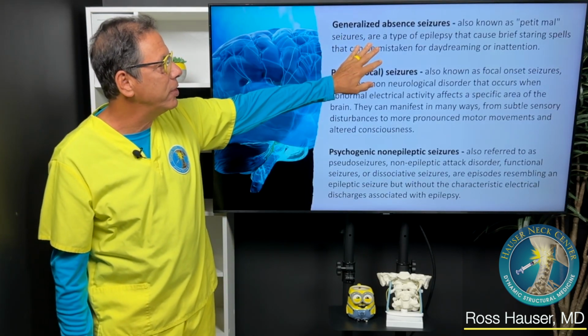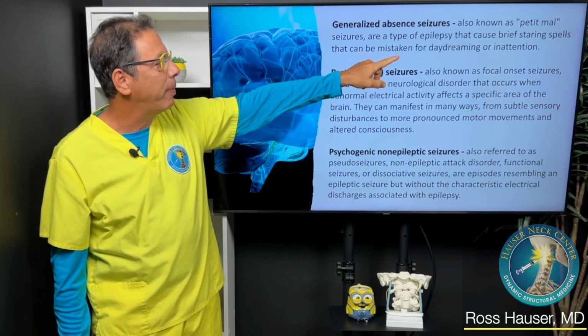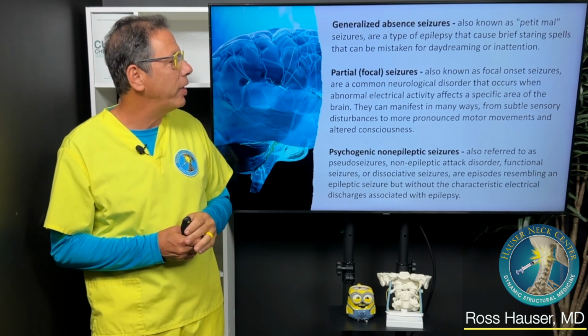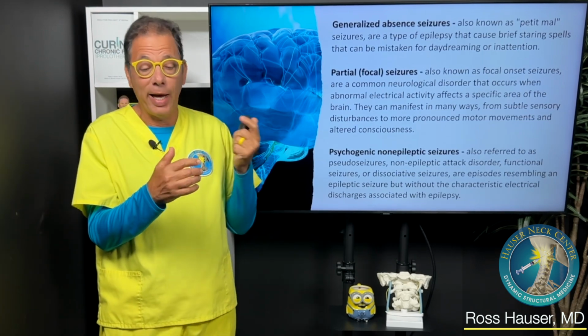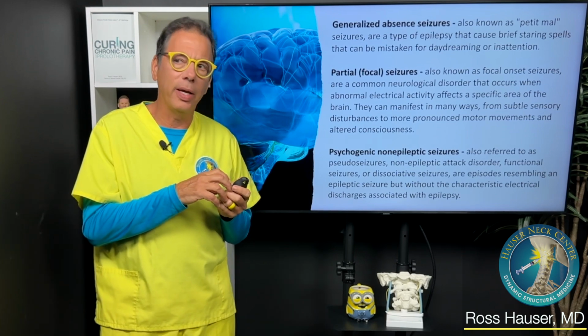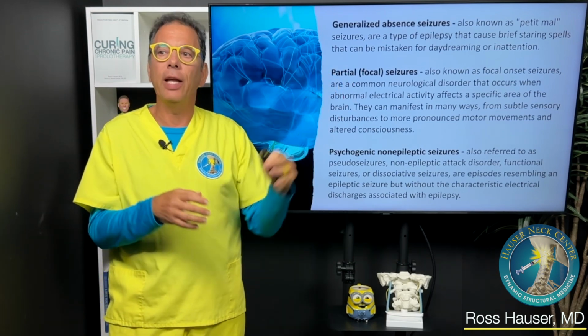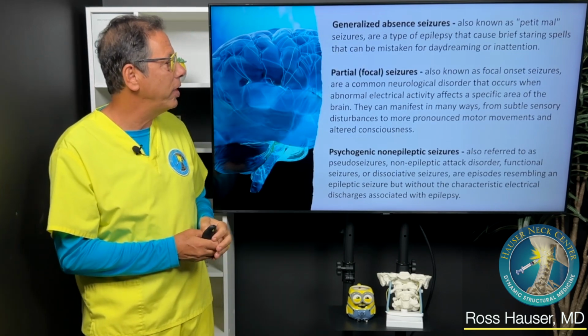Generalized absence seizures are also known as petit mal seizures. They are a type of epilepsy that causes brief staring spells that can be mistaken for daydreaming or inattention. So if you have a child, or all of a sudden you notice you're aware of your surroundings, but you actually can't do anything about it, you need to be checked out for generalized absence seizures.